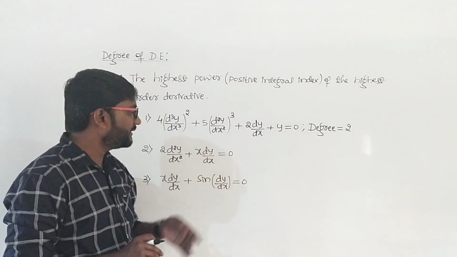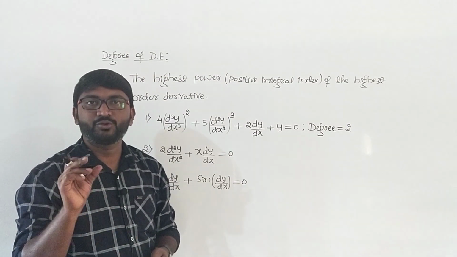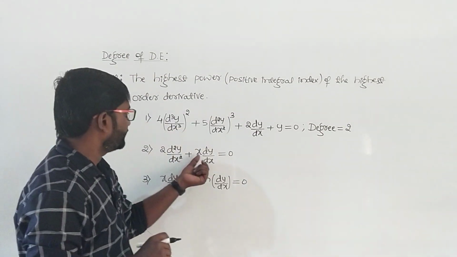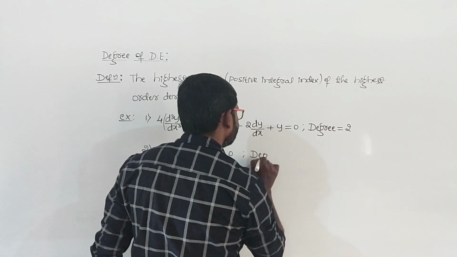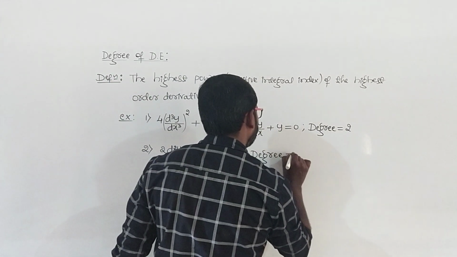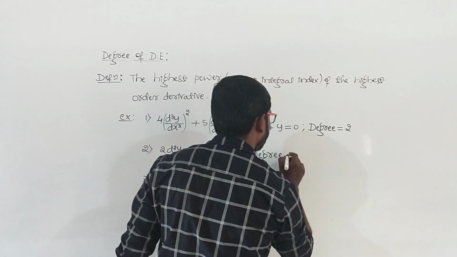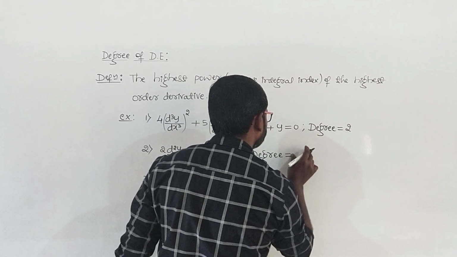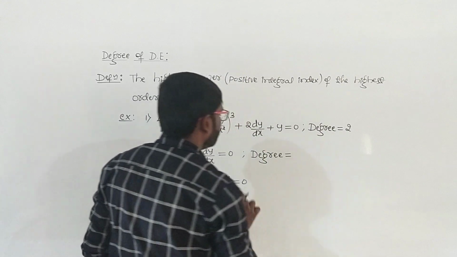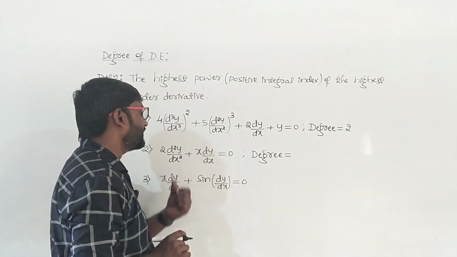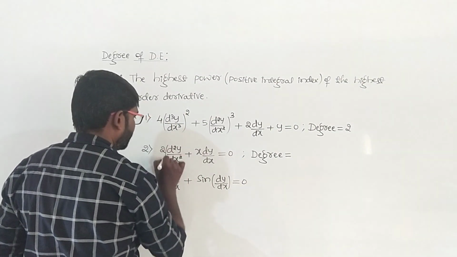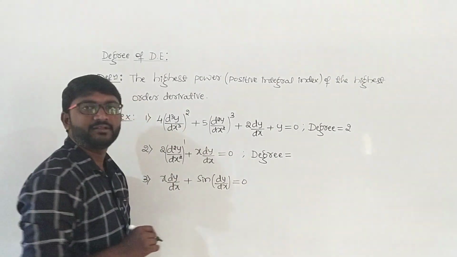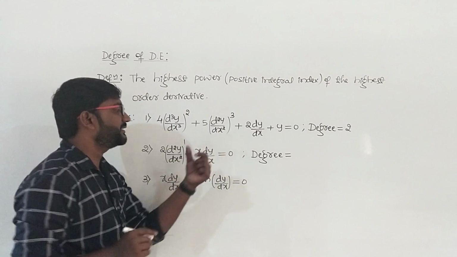This kind of question will get asked for 2 marks in the board exam. So here for the second one we will write the degree. Search for the highest order derivative, it is the second order derivative, whose power is 1. So the degree of this differential equation is 1.